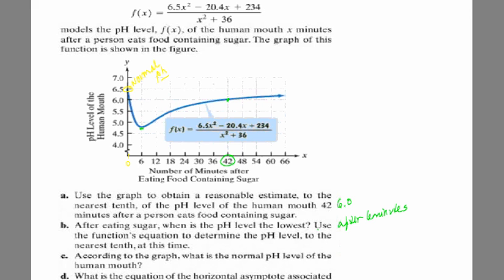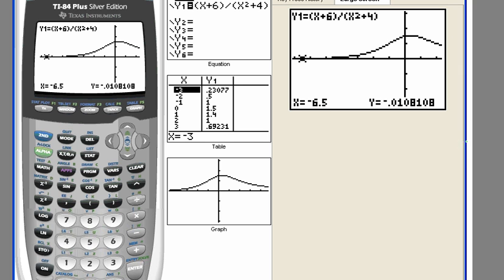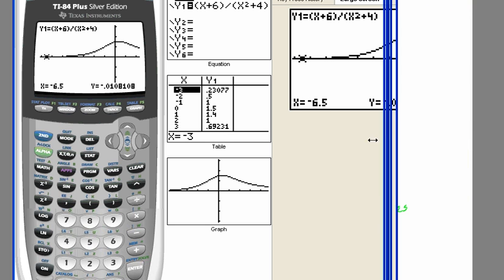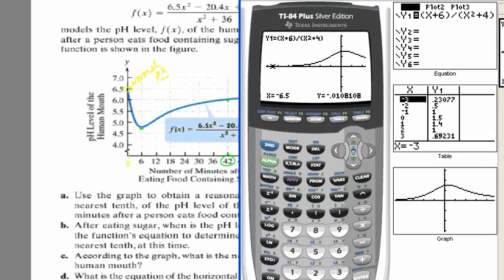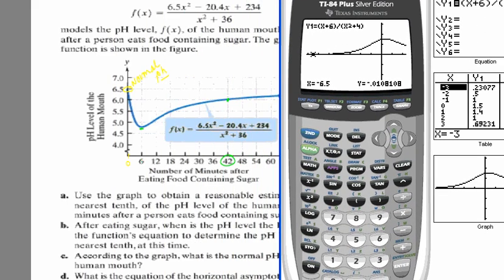It says to use the function's equation, so let's use the model that they gave us to determine the pH level to the nearest tenth at this time. Well, I'm thinking after 6 minutes the pH level is going to be somewhere between 4.5 and 5.0, maybe 4.7, 4.8. I'm estimating that from the graph, but let's actually find it from the function. Okay, let me get that function up here. And we're finding out what's happening at 6. So let's just go to a clear screen.